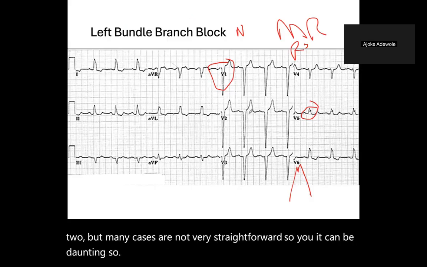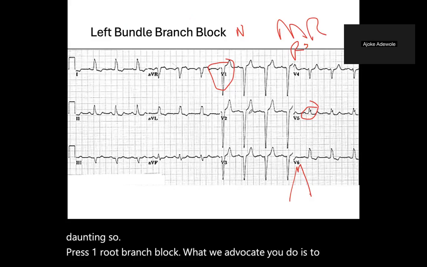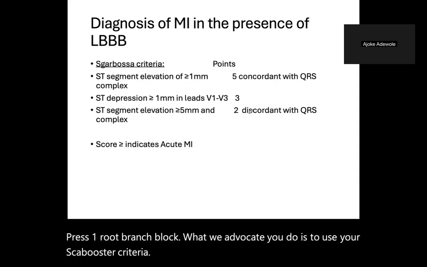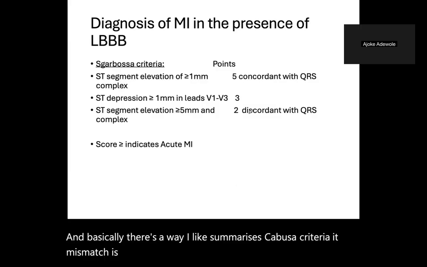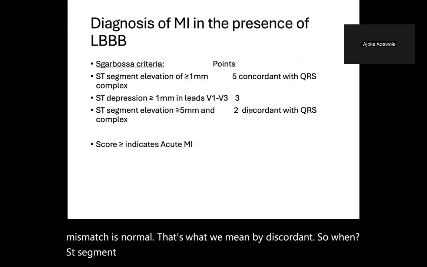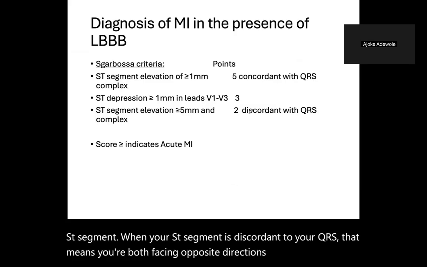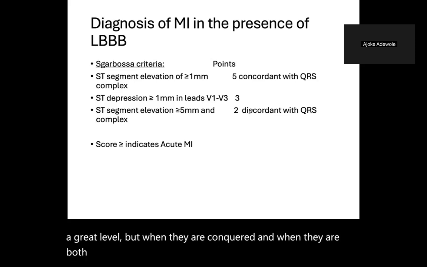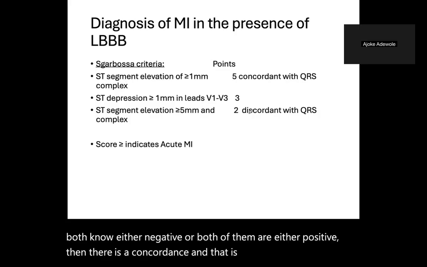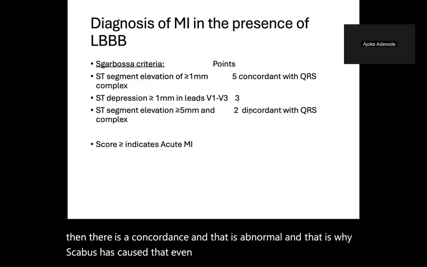So when you have a left bundle branch block, what we advocate you do is to use your Sgarbossa criteria. And there's a way I like to summarize Sgarbossa criteria. A mismatch is normal. That's what we mean by discordant. When your ST segment is discordant to your QRS, that means they are facing opposite directions, right? It's normal to a great level, but when they are concordant, both negative or both positive, then there is a concordance, and that is abnormal. And that is why Sgarbossa scores even 1 millimeter of ST elevation, for example.